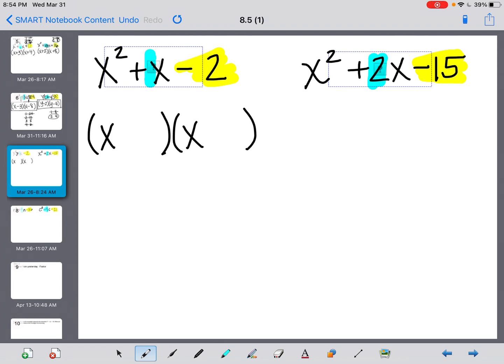This time I need my numbers to multiply to be a -2, but add to be a +1. And my factors of 2 are just 1 and 2, so that's what I'm going to have to use. If I want them to only equal 1, I'm going to have this be negative and this be positive, so that when I add 2 plus -1, I get this +1. And when I multiply a negative times a positive, I get this -2.